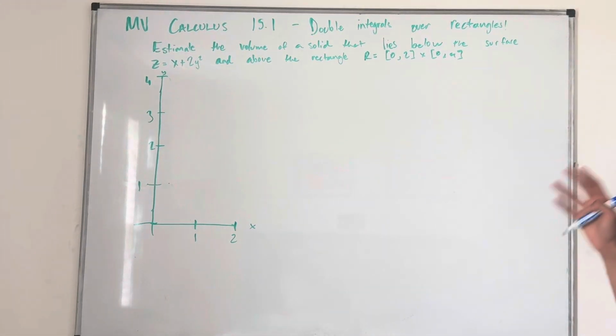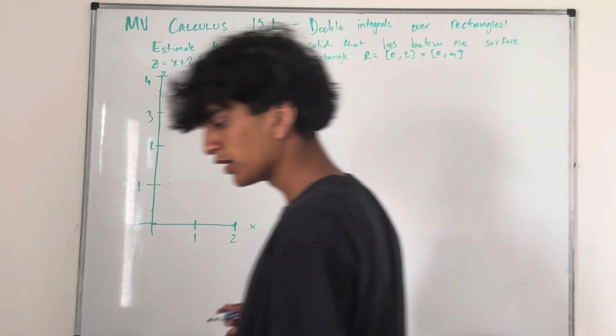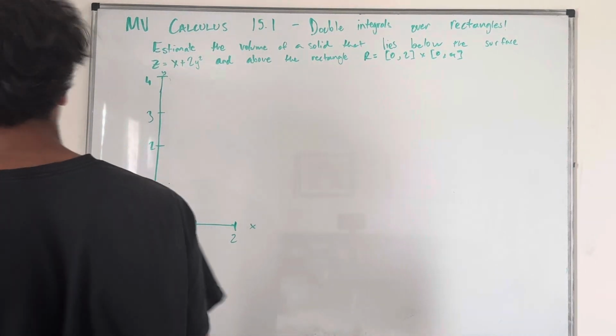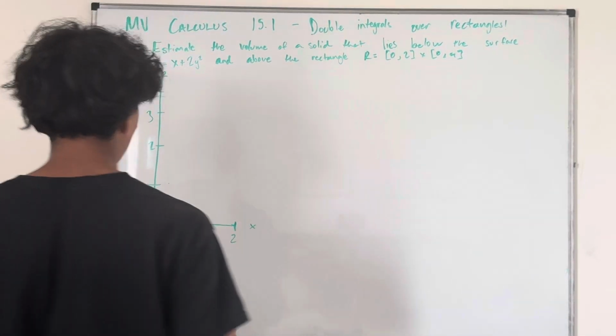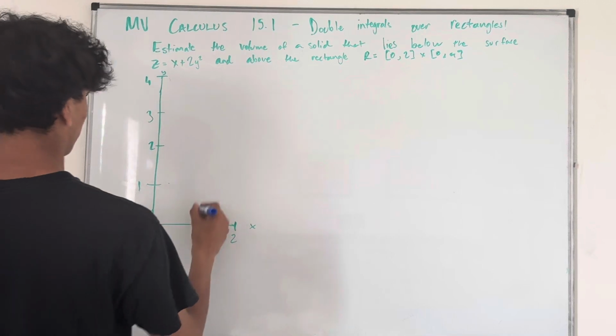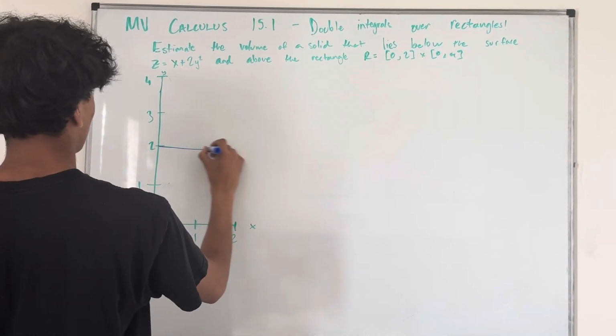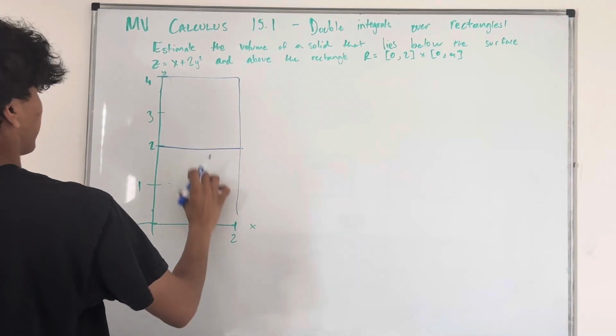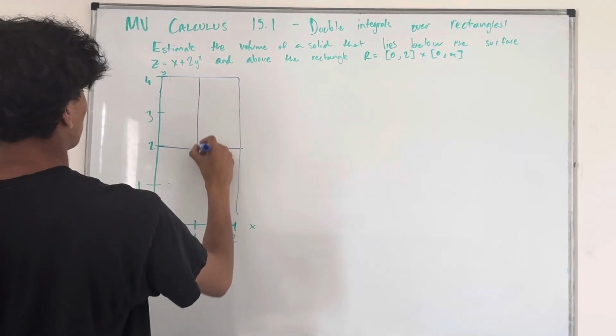Let's say m is going to equal 4, or no, let's have them both the same. We're going to say m and n are going to equal 2. So we're going to have 2 rows, which are going to look like this, first row, second row, and we're going to have 2 columns, just like so.